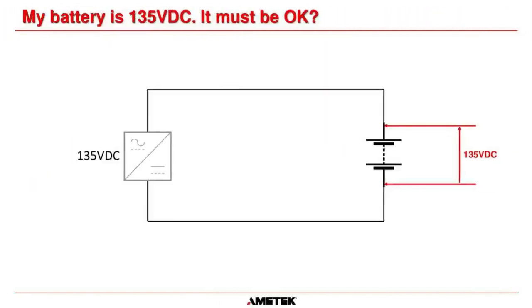So now we remove all the other batteries and we only have one battery connected. So we've got our charger here, 135 volts out. And with the battery there, we measure 135 volts from the main positive, this point here, to the main negative. Hopefully you're following me.